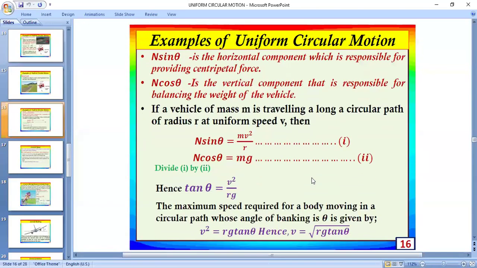Now, we've been told that N sin theta is the centripetal force, and N cos theta is the weight of the vehicle. Therefore, when we divide Roman 1, we are told that centripetal force equals mv squared over r, which we know. I think we understand that Fc is mv squared over r, and weight is given by mg. In maths, tan theta equals sin theta over cos theta.